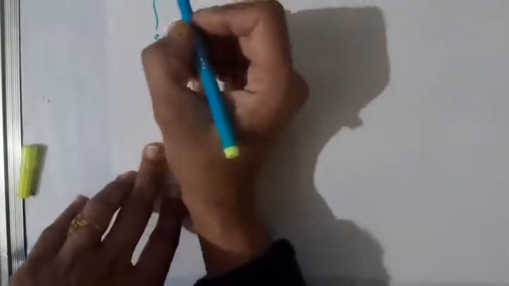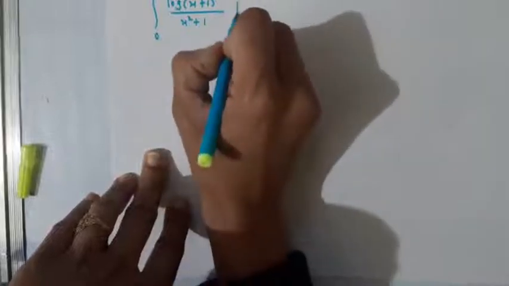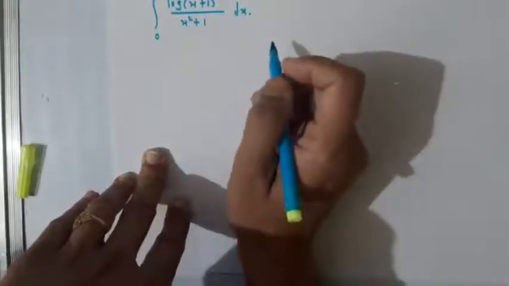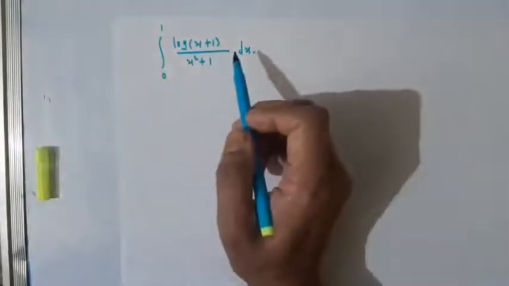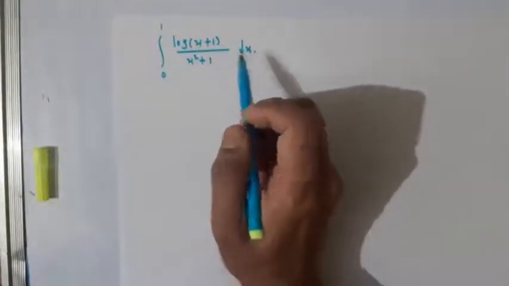Evaluate the integration, with limits of integration 0 to 1, of log of (x plus 1) upon (x square plus 1) with respect to x. To solve this problem, by using substitution, we can simplify first and then we will solve.